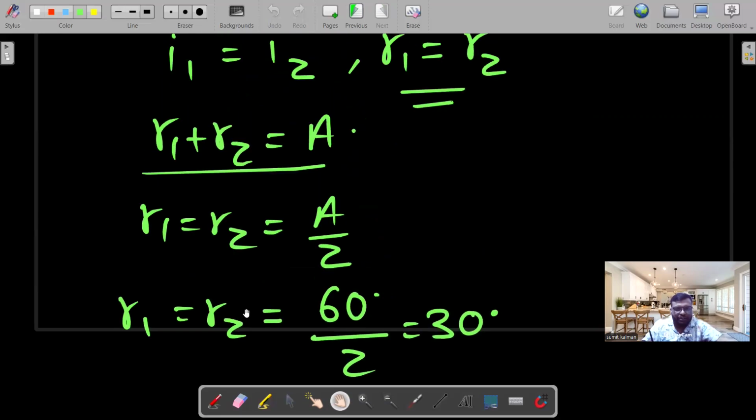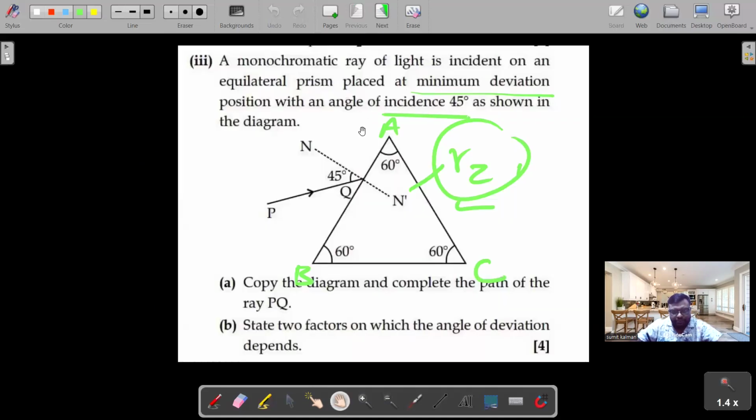So now we will complete the diagram. Just here, this is 45 degree and let me rub here. Here angle of refraction R1 is equal to 30 degree. It is 30 degree.